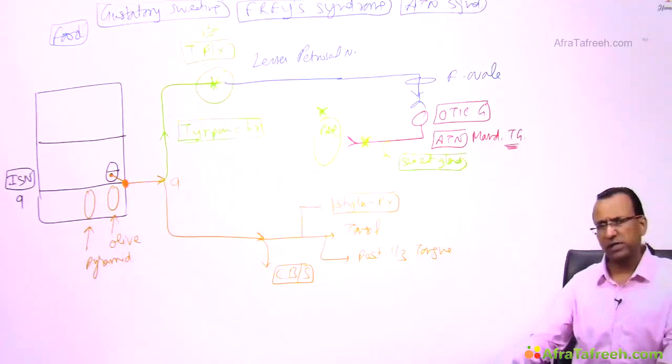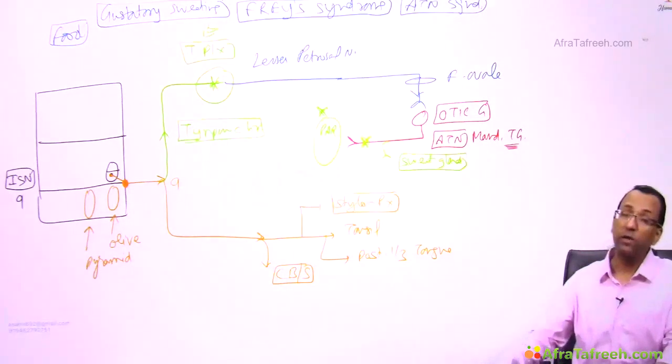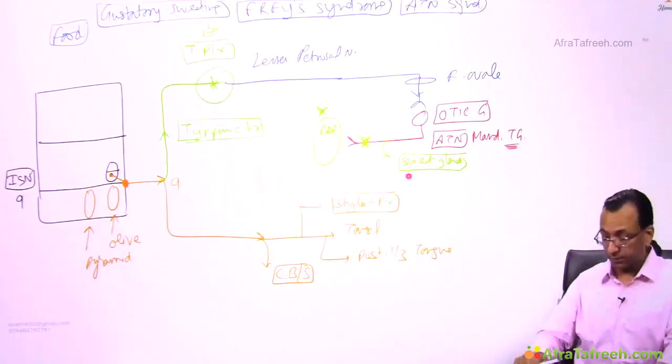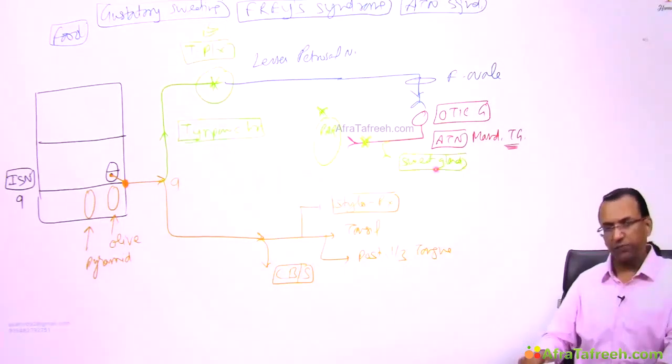Like the crocodile tear syndrome. Yeah, there it was tears. Here it is sweat. So it was an injury of the auriculotemporal nerve. Yeah, that's why it is auriculotemporal nerve syndrome.